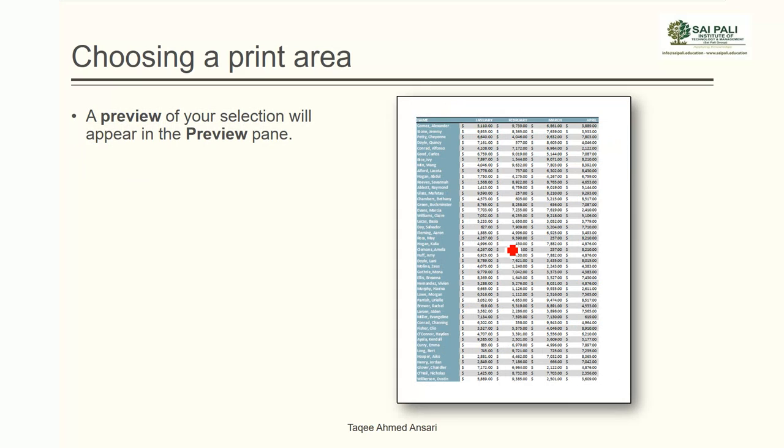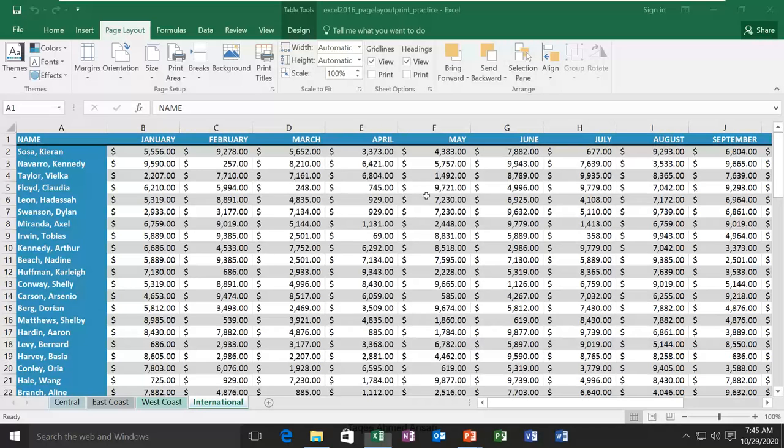So you select that one and then you will see the preview here and it will print only the selection, nothing else. So for example here I want to print a particular selection, so I can select the selection which I want to print.